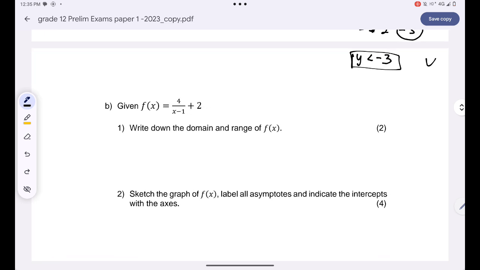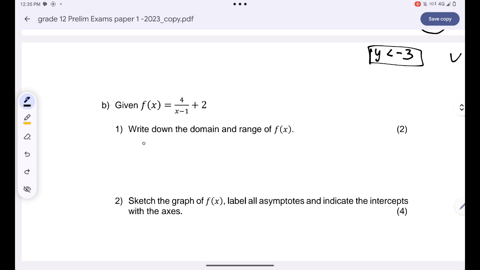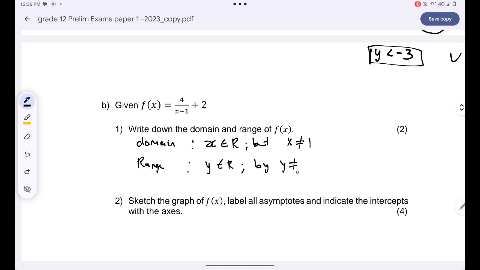Okay, and then now I'm given f of x. I'm supposed to write down the domain and the range of f of x. For my domain, I know that x is an element of real numbers, but x cannot be equal to 1. For the range, y is an element of real numbers, but y cannot be equal to 2. Are you together? That's my range and domain.